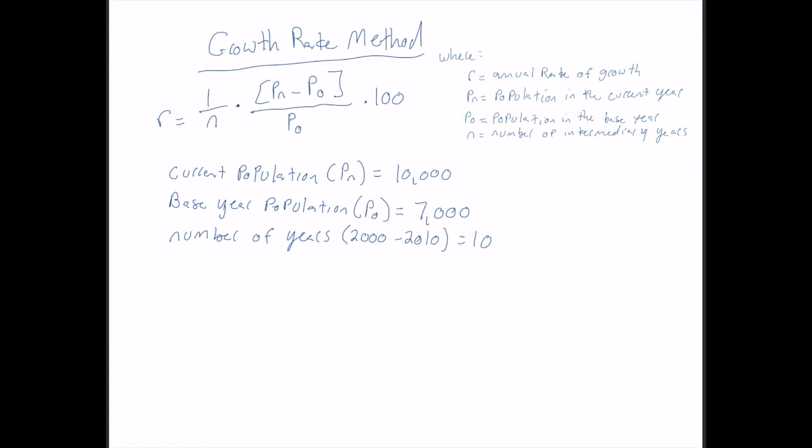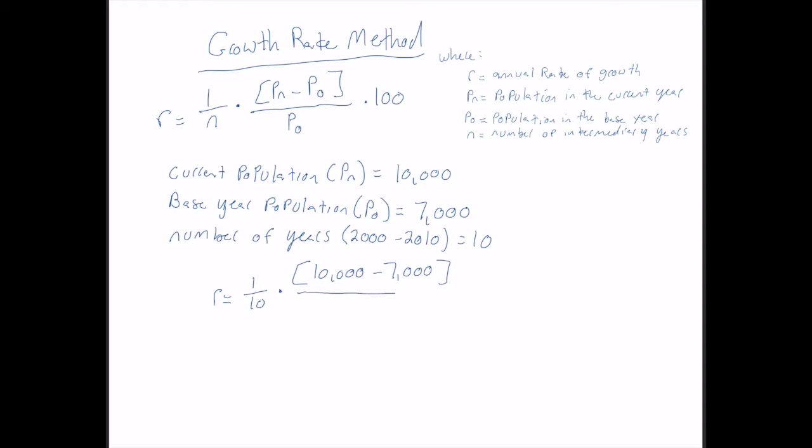If we start to fill out that formula we first saw, we just place r on the left-hand side of the equation because that's what we're solving for. Then we set this equal to 1 and divide it by the number of years, or number of intermediary years, that are of interest, in this case 10. So 1 divided by 10. Multiply that by the new population, or the most recent number, P sub N, which is 10,000. And then we subtract from that the 7,000 population, P sub O, the old population, that we first observed.